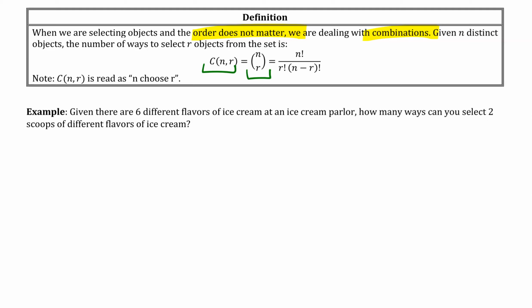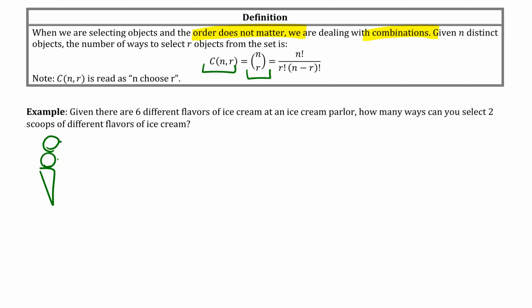Given that there are 6 different flavors of ice cream at some ice cream parlor, how many ways can you select 2 scoops of different flavors of ice cream? So, you want a cone that has a double scoop on it, there are 6 flavors to choose from, and you want 2 different flavors on your cone. So how many ways can you do that? The order in which you eat the 2 flavors does not matter. You just want to know how many different groups of 2 there are.